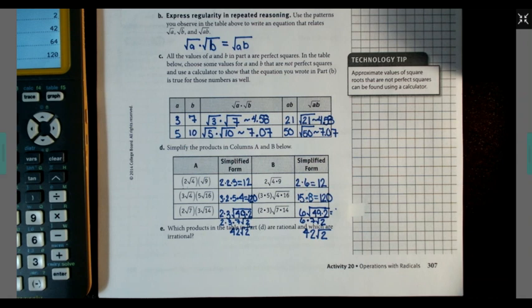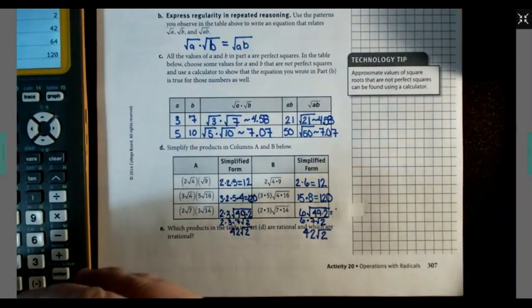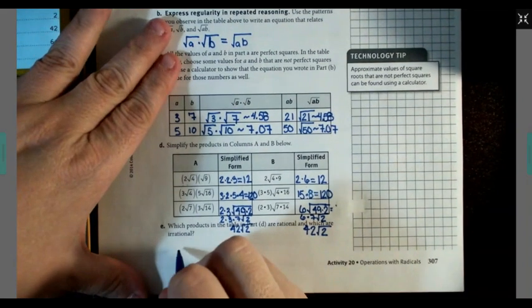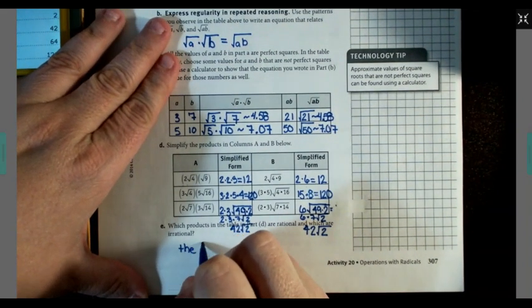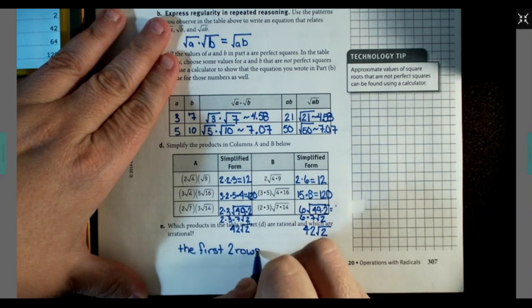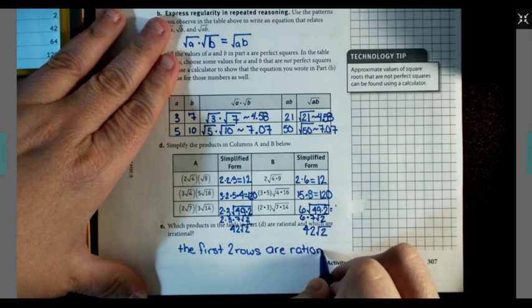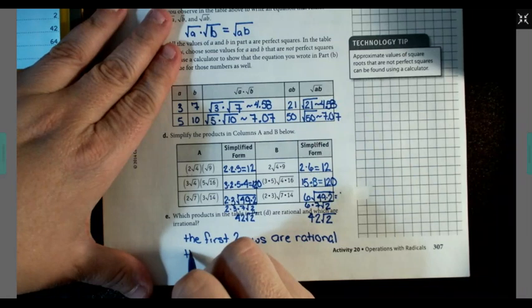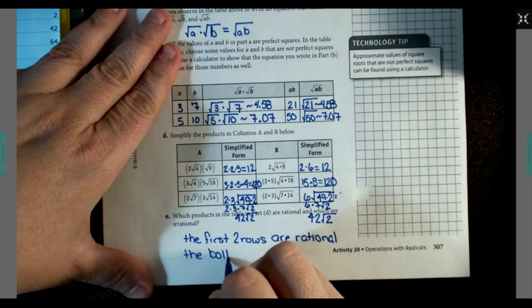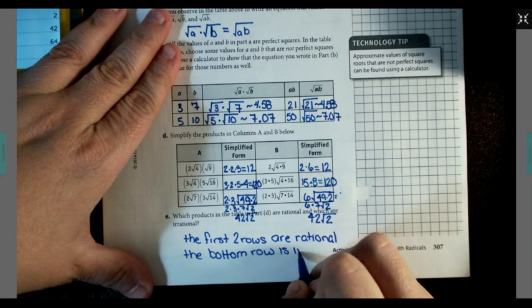E. Which products in the table in part D are rational and which are irrational? Any of these rational? Yeah, the first 2 rows are rational. The bottom row is irrational.